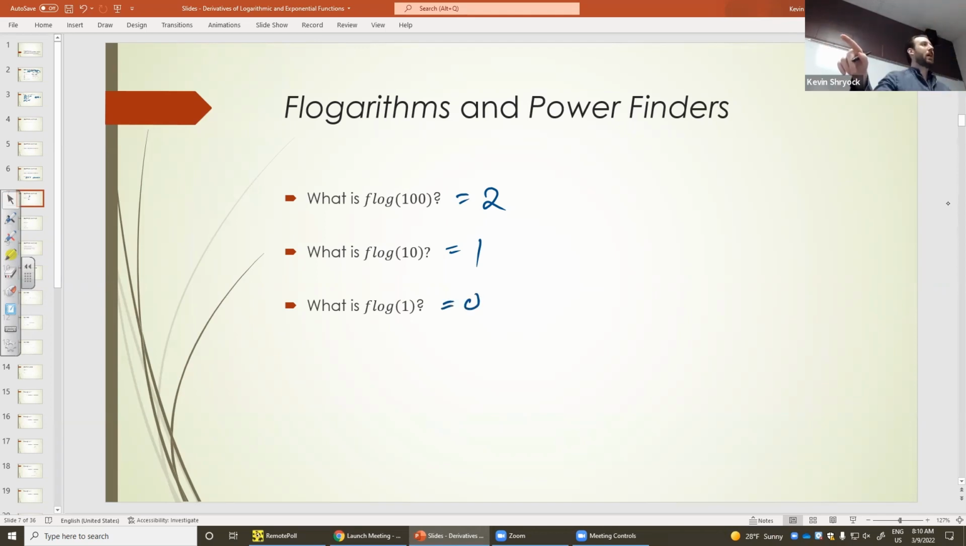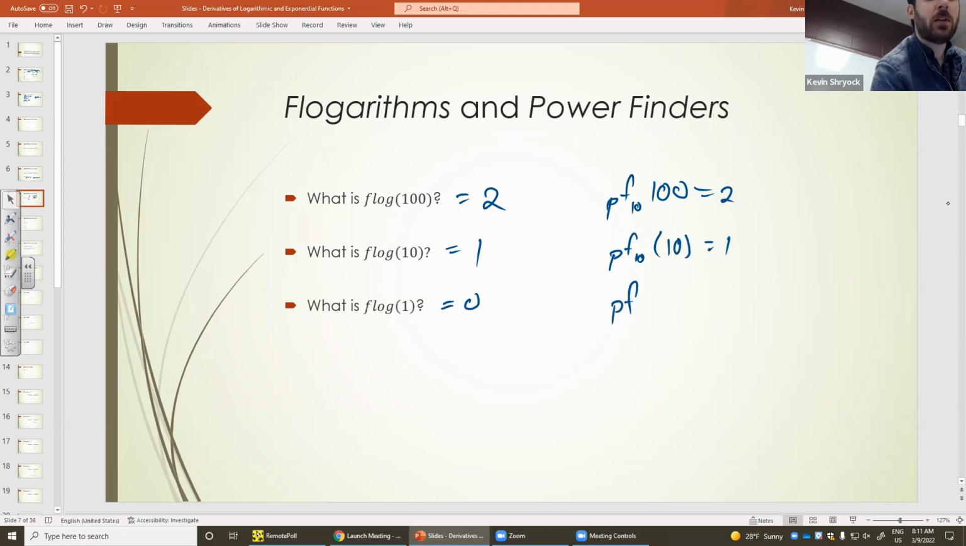Let's double check this from a power finder style. If I say that I want to find the power that turns 10 into 100, that power is going to be 2. 10 squared is 100, we all agree? And if I say I want to find the power that turns 10 into 10, that would be 1. And if I say I want to find the power with my power finder function that turns 10 into 1, that power would be 0, because 10 to the 0th power would be 1, right?